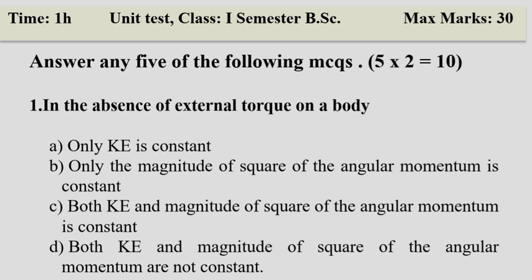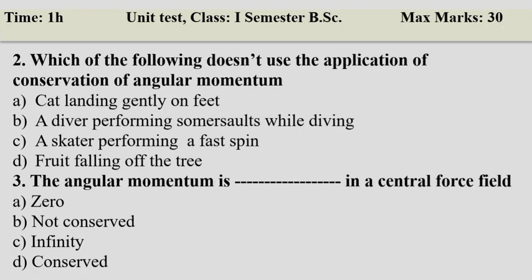You have to answer any one of the following from the four given multiple choice answers. Now the next question is, which of the following doesn't use the application of conservation of angular momentum? Whether a cat landing gently on its feet, a diver performing somersaults while diving, a skater performing a fast spin, or fruit falling off the tree. The next question is, the angular momentum is dash in a central force field: whether it may be zero, not conserved, infinity, or conserved.